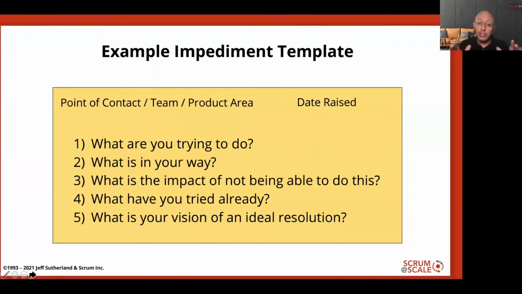And in order for them to understand that, question number 5, what's your vision of an ideal resolution? What do you want it to look like when this is gone? That helps the executives understand, okay, so they tried these 3 things, it didn't work. This is the beautiful outcome they would like. Let's make that happen for them. That makes it much easier for them to craft what their solutions might be.